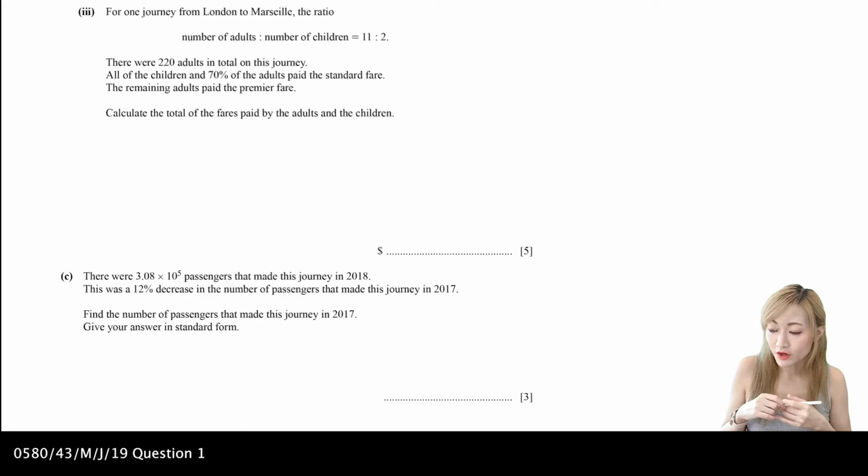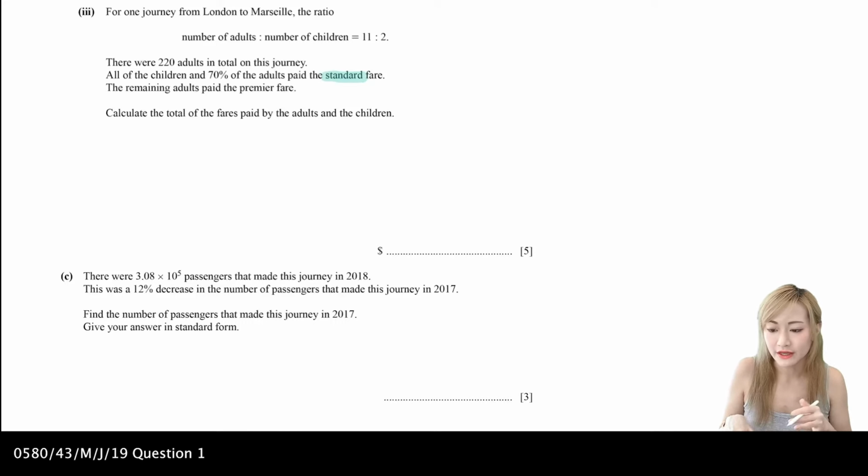3. For one journey from London to Marseille, the ratio number of adults to number of children is equal to 11 to 2. There were 220 adults in total on this journey. All the children and 70% of the adults paid the standard fare. The remaining adults paid the premier fare. Calculate the total of the fares paid by the adults and the children.